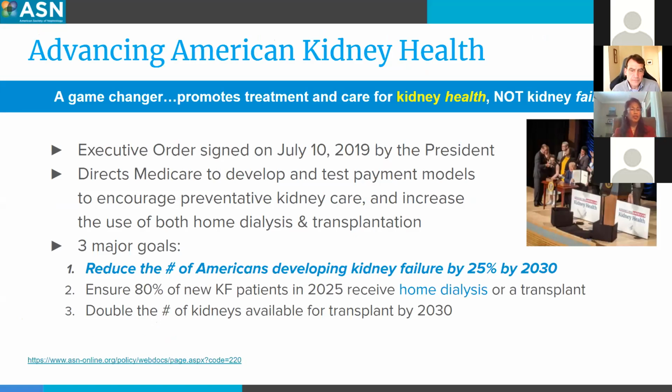Okay, so I want to just start with the Advancing American Kidney Health executive order. So this was signed by the president last summer, and there are lots of pieces to it, but overall it's really become a game changer because it's raised the visibility of kidney disease, and it really tries to promote the treatment and care for kidney health and not kidney failure. So we're all sick and tired of talking about dialysis all the time. We want to talk about how to avoid dialysis. And if you look at the bottom of the slide there, there are three major goals of this executive order. But the one I really just want to focus on is the idea of reducing the number of Americans developing kidney failure by 25% by the year 2030. And so to me, that just screams out, to reduce the number of people developing kidney failure, we need better therapies and even novel therapies to slow progression, keep GFR and proteinuria where they are, in addition to if we can improve it, so we don't progress to needing dialysis or needing transplants. Next slide.